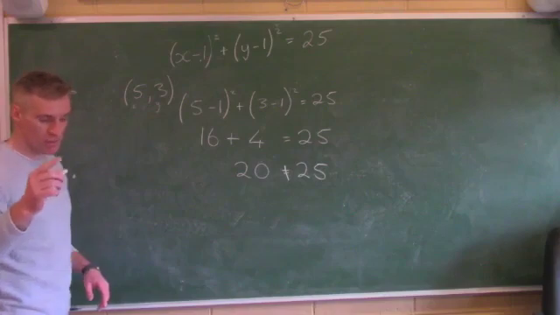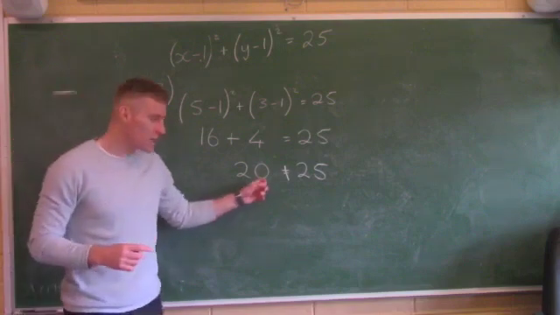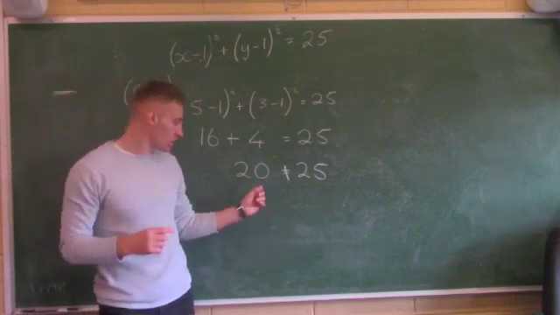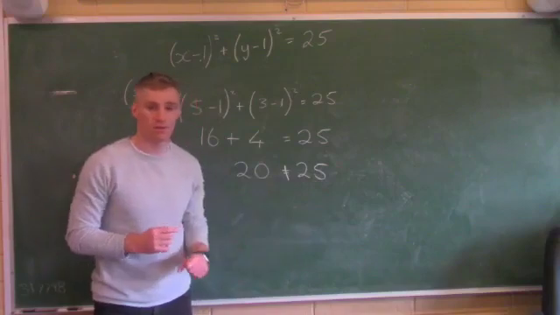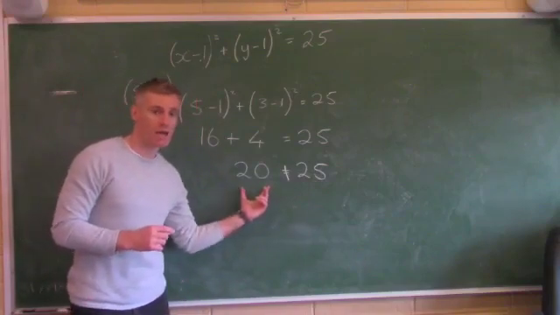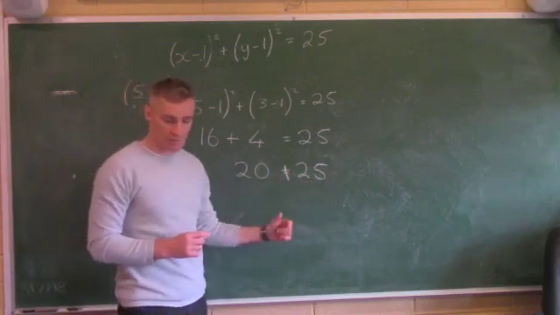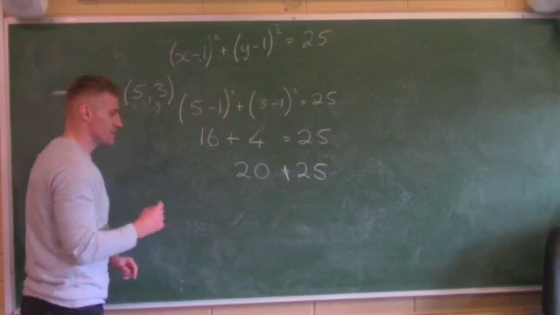Right, so remember the question: does the point lie inside or outside the circle, or is it on the circle? Well, it's not on the circle, because if it were on the circle, 25 would be equal to 25. If this number was bigger, it'd be outside. It's smaller, so it means that it's inside the circle.